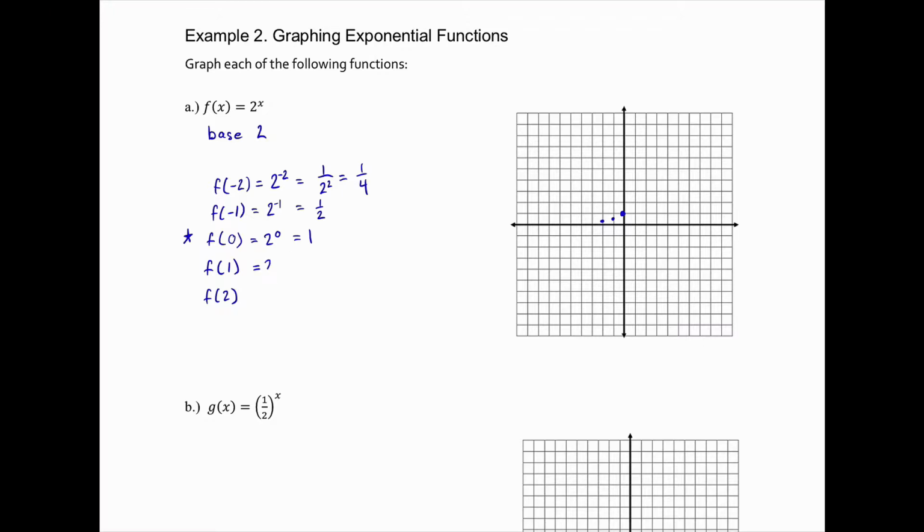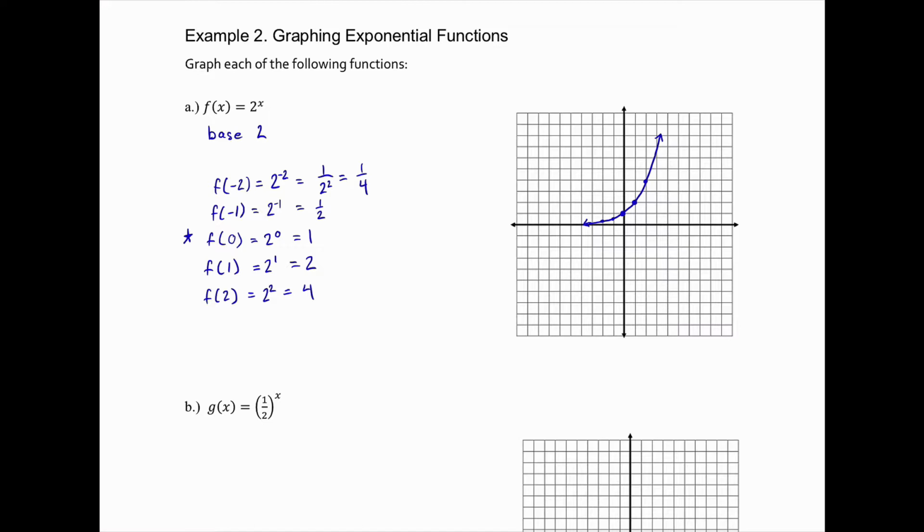So then we have 2 to the 1, which is just 2. So we evaluate that and put that in a point in the first quadrant. And the last one is really just to get us more of a curve. It would be 2 squared, which is 4. So again, in the first quadrant, and I connect these in a smooth curve. And you can see why we call these exponential functions. They essentially rise very, very quickly.